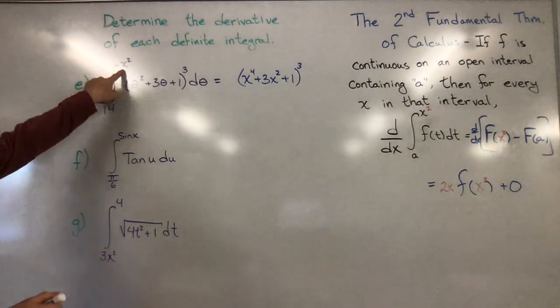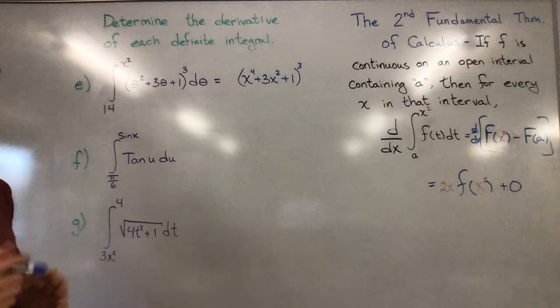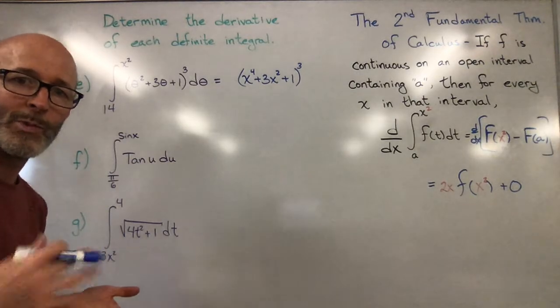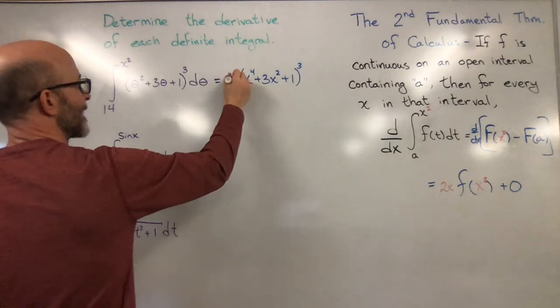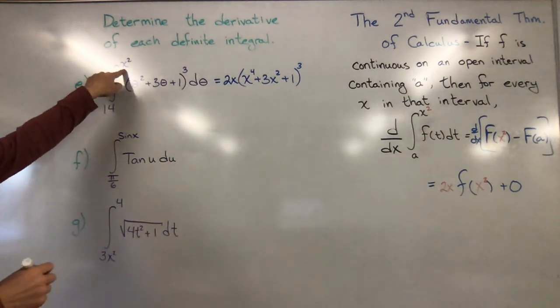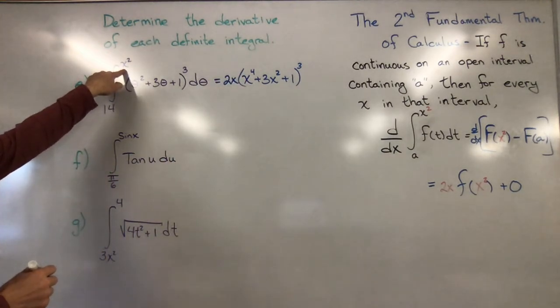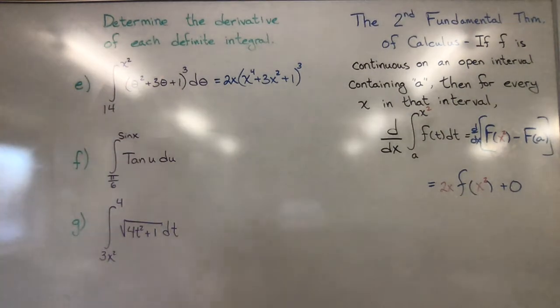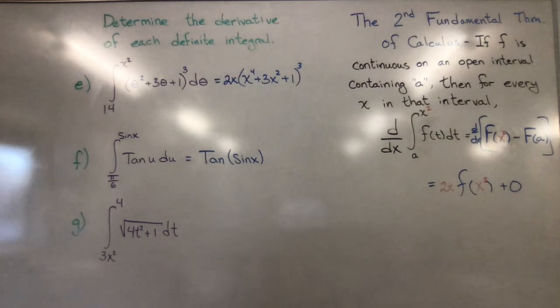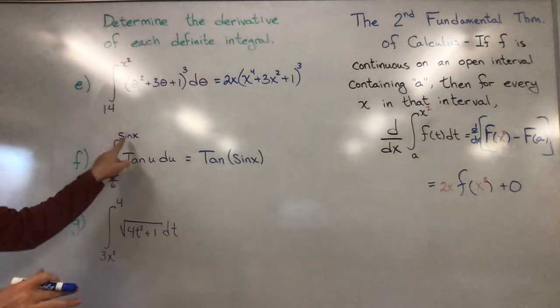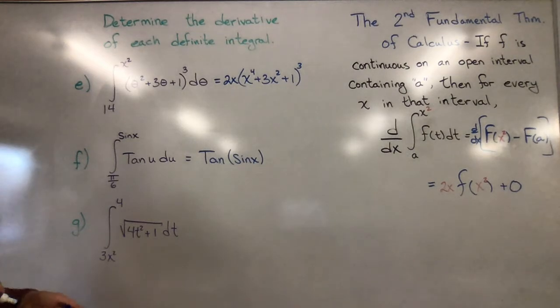All you need to do is plug in x squared, but by the chain rule, when you take that derivative, remember to multiply everything by the derivative of whatever variable you had plugged in. In this case, the derivative is 2x. In example F, you plug in your variable to the function. That's it, except chain rule.